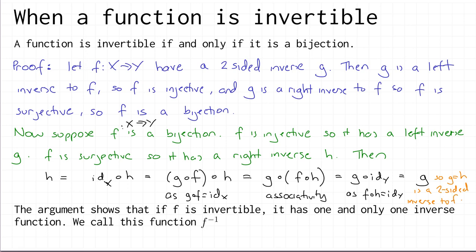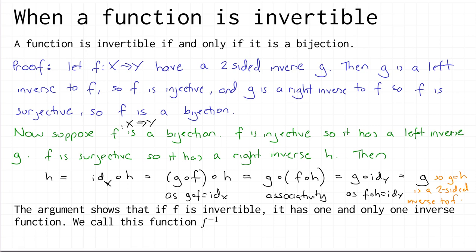Okay, so we're done. And actually what this argument shows is that if f is invertible, then it's got one and only one inverse function, because if you had two inverses, so let's say g and h were two-sided inverses to f, then g would be a left inverse and h would be a right inverse. So you could just trail through this argument that we did at the bottom, and that would show that these two inverse functions for f, these two-sided inverses, would have to be equal.